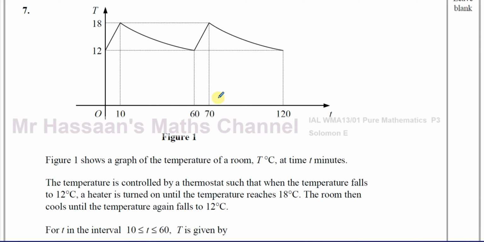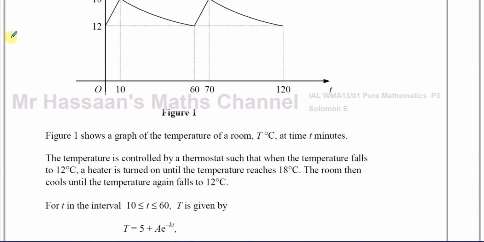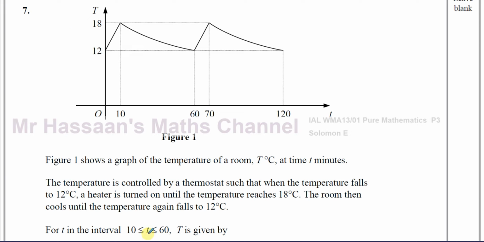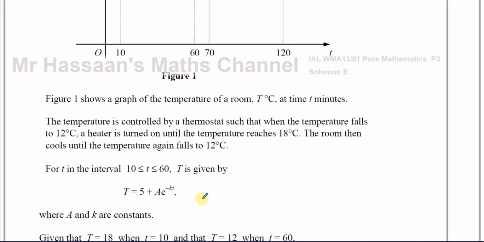For t in the interval between 10 and 60, here you have two different t's. You have the small t, which is the time, and the big T, which is the temperature, right? So it says for the time in the interval between 10 and 60 minutes, the temperature is given by T equals 5 plus A e to the power of minus k t, where A and k are constants.